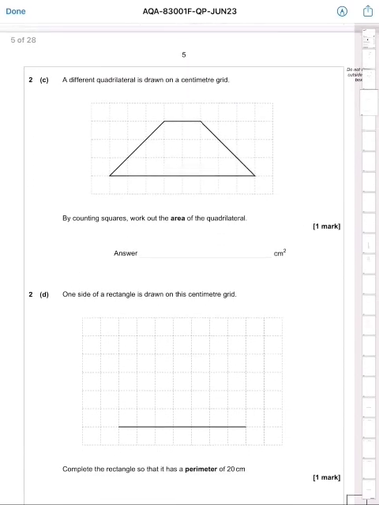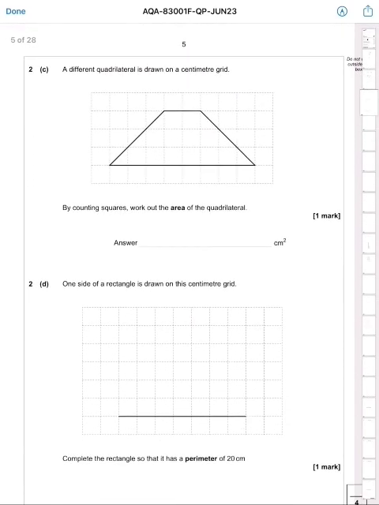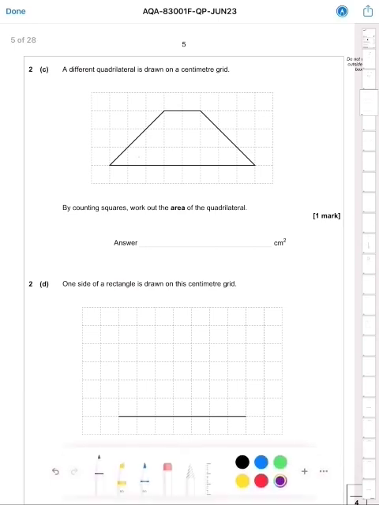Okay, moving on. Next question says a different quadrilateral is drawn on a centimetre grid. By counting the squares, let's work out the area. So all you need to do for this one, as you can see, is add up how many squares you've got, including all of the half ones. Now that gives me a total of 15 centimetres squared.